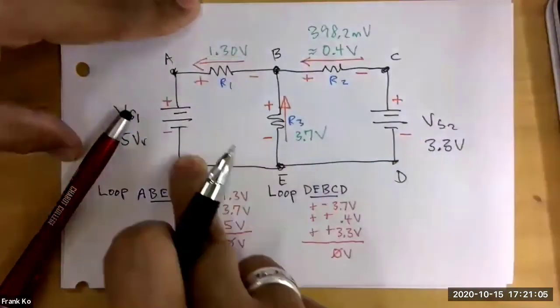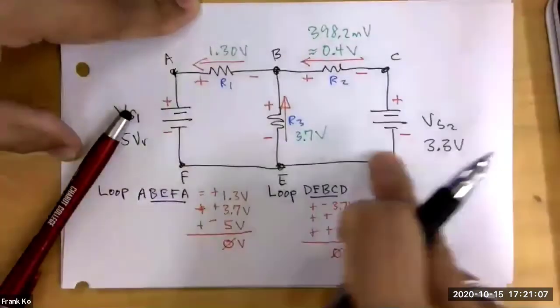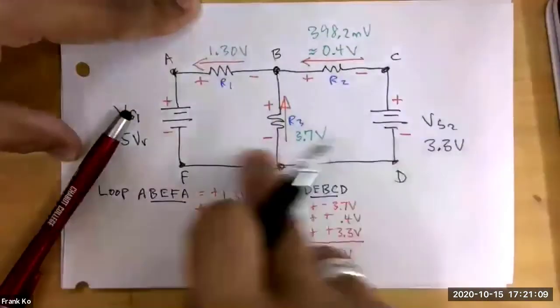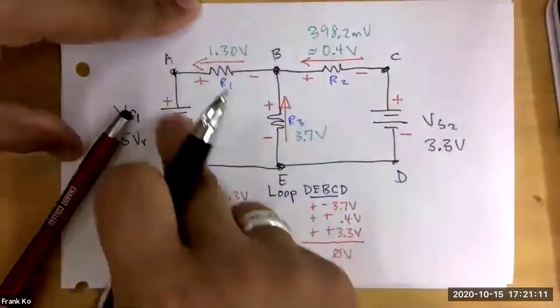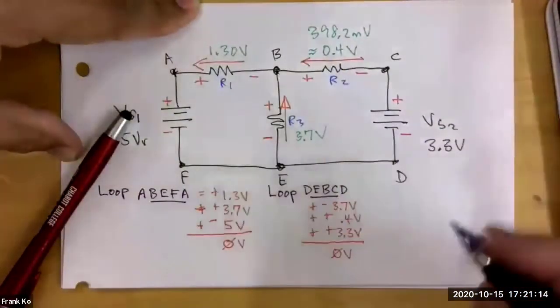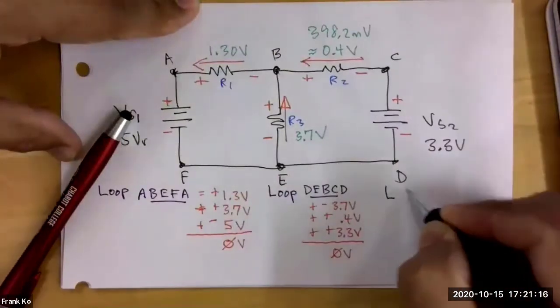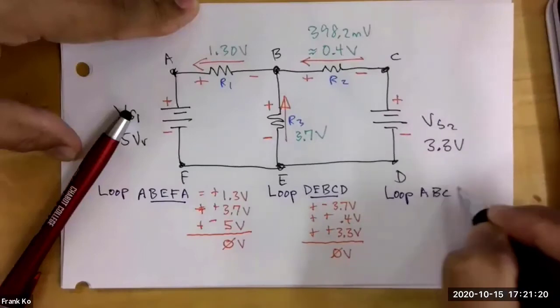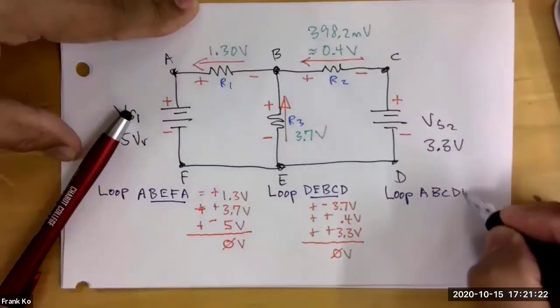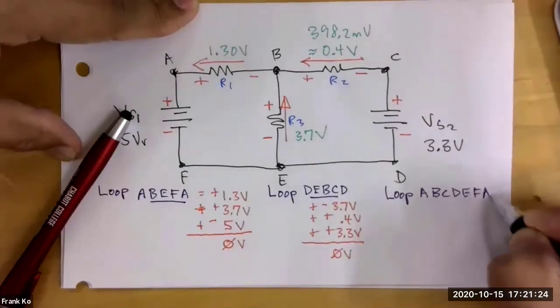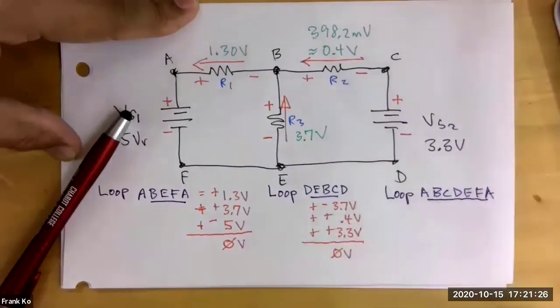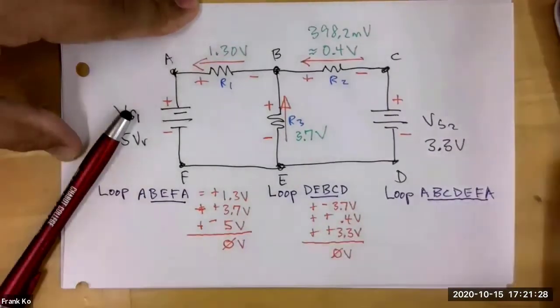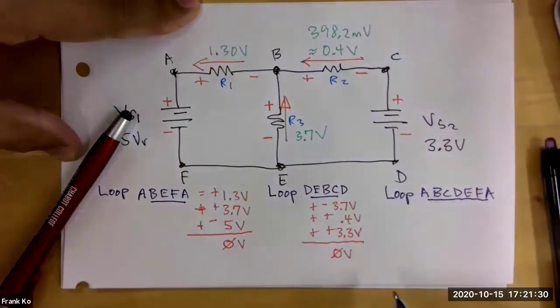Whoa. This big old thing on the outside? That's a loop. That's a valid loop, my friends. This big old thing on the outside. So we're going to call that out. Loop A, B, C, D, E, F, back to A. That's a big, long bunch of letters. But let's see what happens on this outside loop.